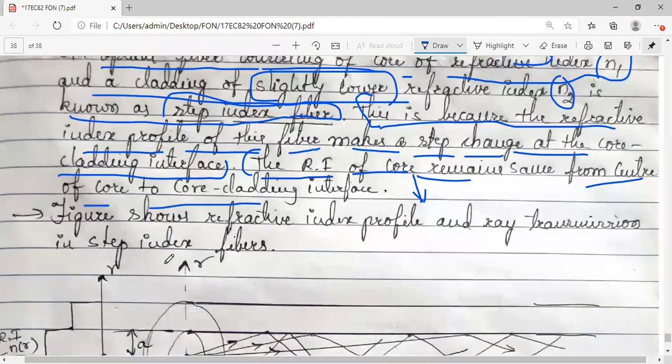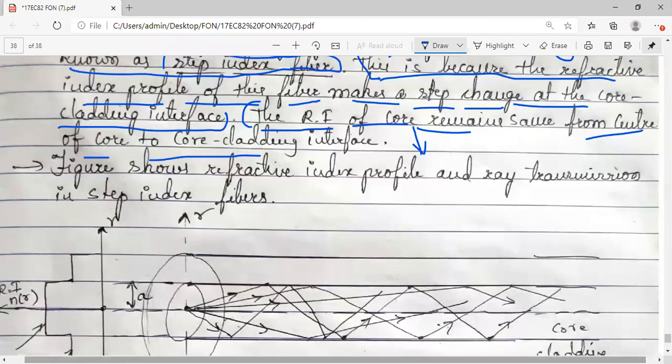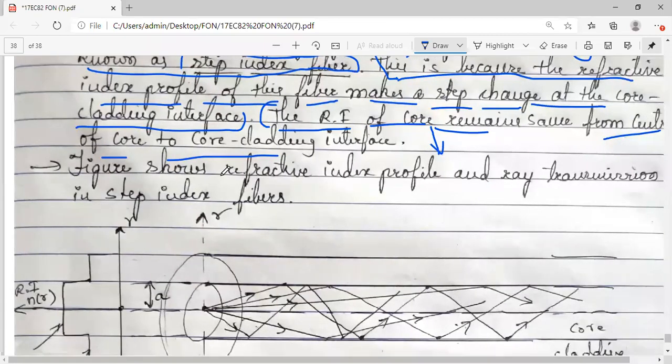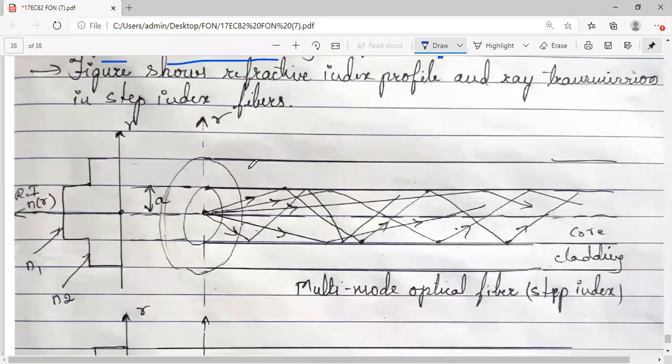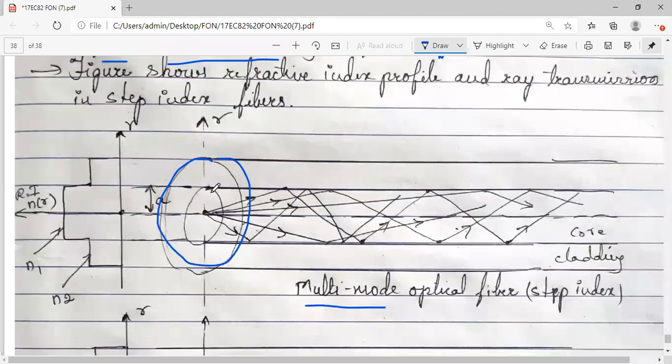Now coming to these figures, here you will understand why the naming is done as step index. Two figures are there. The first figure is for multi-mode. You can observe you have one optical fiber here. From the center, many rays are coming. You can see. So what do these rays indicate? Many modes are being propagated inside the core. So the core is only this much.